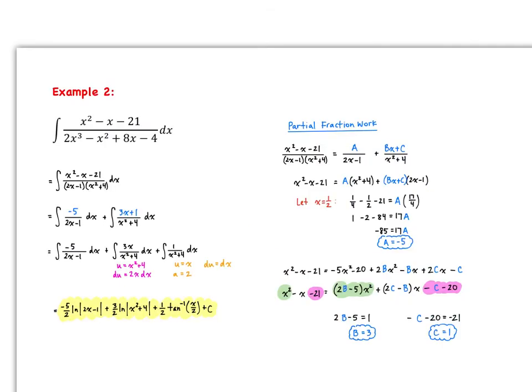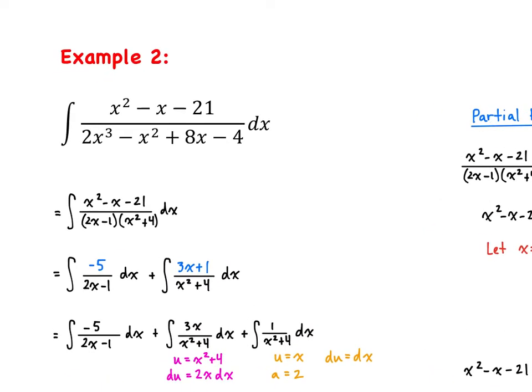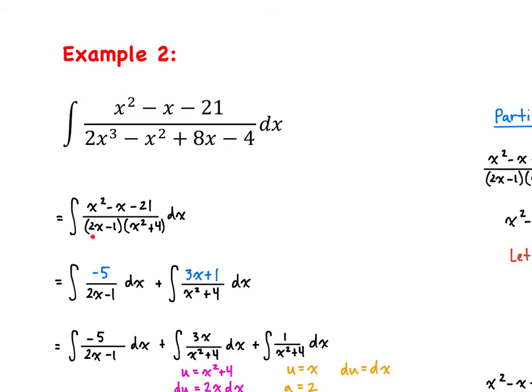Okay, so again, the first thing we want to do here is factor that denominator. I'm going to jump straight to it. When we factor, we're going to get 2x minus 1 and x squared plus 4. So here we have a linear factor, which is similar to what we did in the previous example, but this x squared plus 4 is a quadratic factor. That's the only thing that's going to change a little bit.